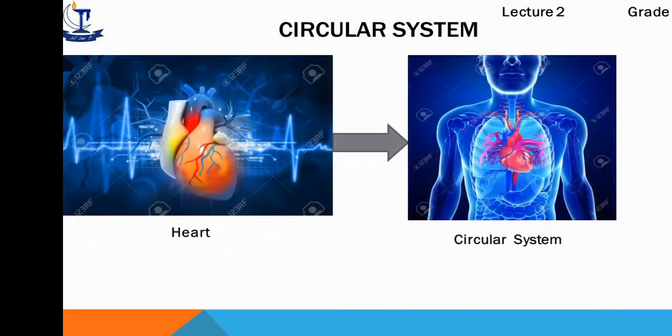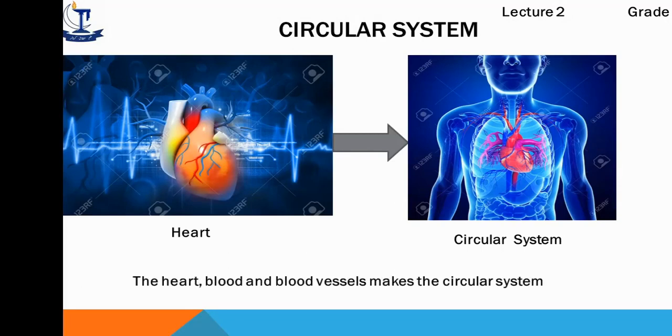The heart is the main and very important part of this circulatory system, and 3 parts are involved in this circulatory system: the heart, blood, and the blood vessels.